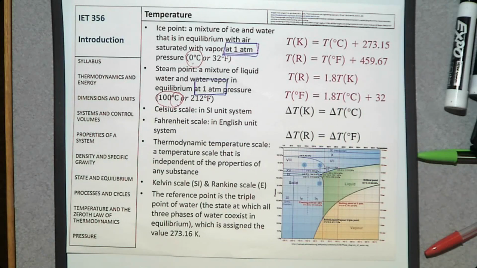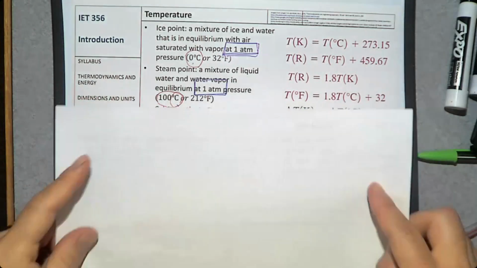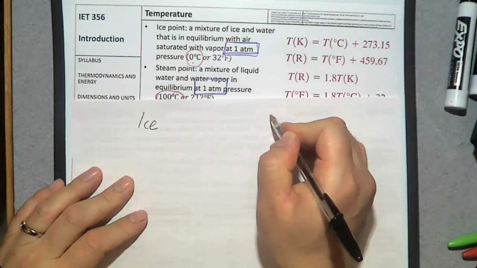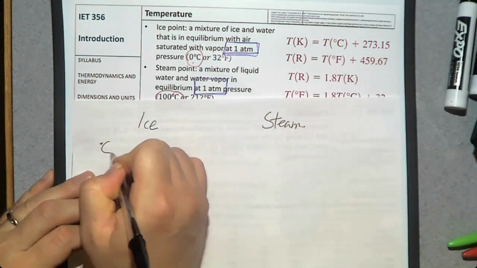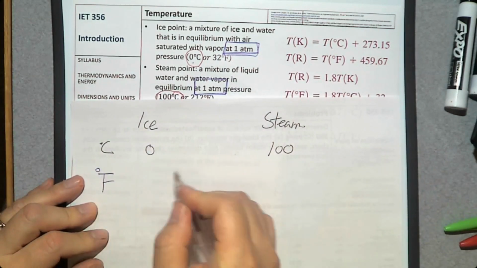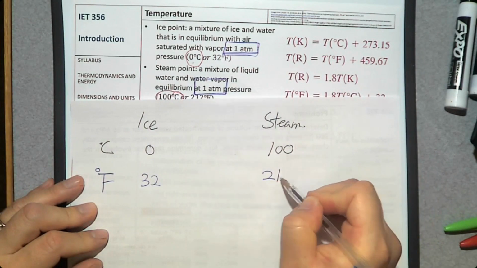The ice point of water at 1 atmospheric pressure, so you need to say 1 atmospheric pressure, is 0 degrees Celsius and the steam point is 100 degrees Celsius. In Fahrenheit, 32 Fahrenheit and 212 Fahrenheit. Then how do you convert between these two? Or you can ask ChatGPT, but as an engineer studying thermodynamics, you have to know how to do that. It's pretty simple. Ice point is here and steam point is here. In degrees Celsius, ice point is 0, steam point is 100. In Fahrenheit, the ice point is 32 and steam point is 212.